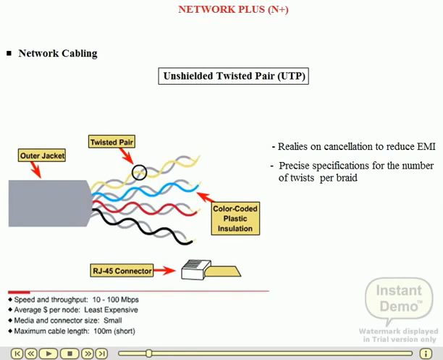The list of characteristics is on the screen. Here RJ45 is the connector, and it is installed on the cable end side. Here you can see the 4 pair twisted pair cables.